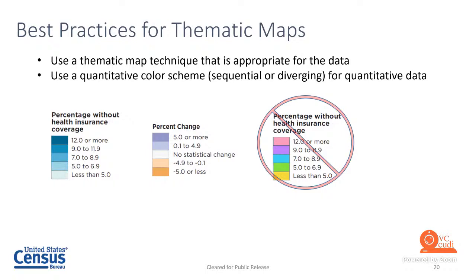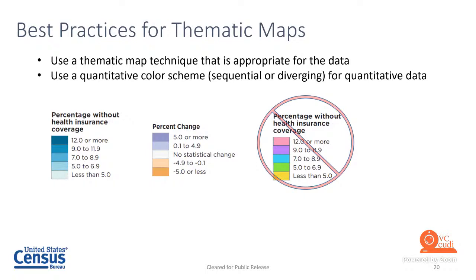The middle legend is another appropriate presentation of quantitative data. This is using a diverging color scheme. Again, this works pretty well when you have 0 as your breakpoint, if you have positive values in one direction, negative values in another direction. In this case, we're using shades of blue to represent the positive change and shades of orange to represent negative change.